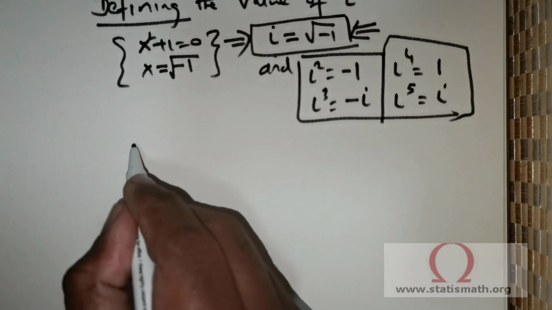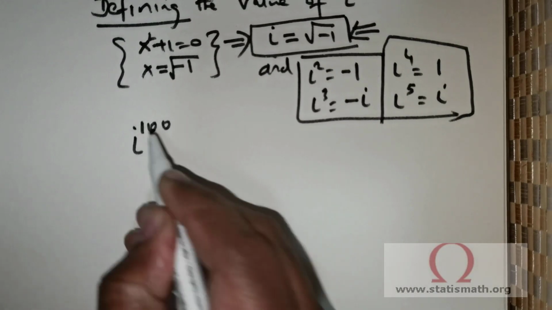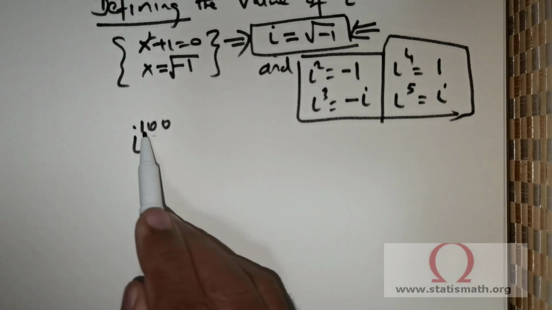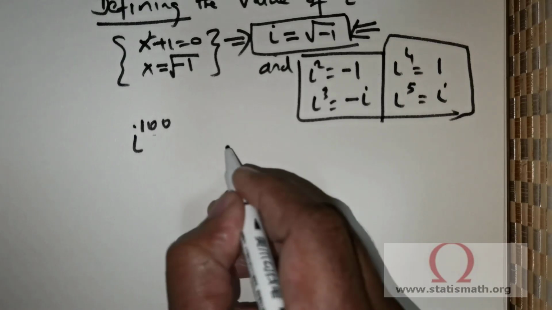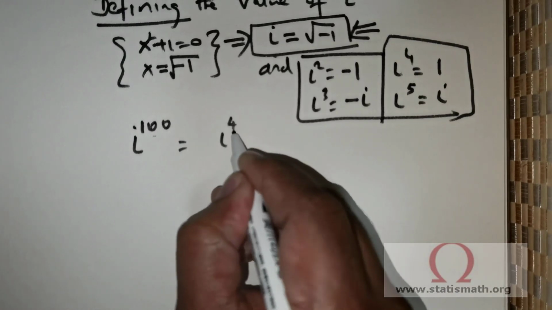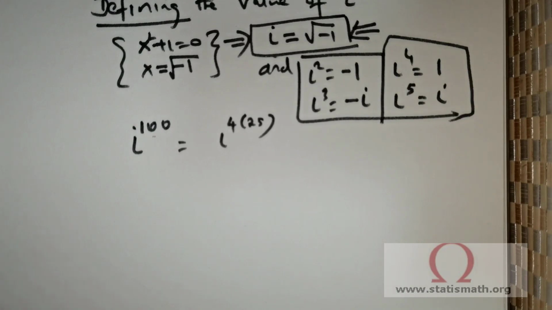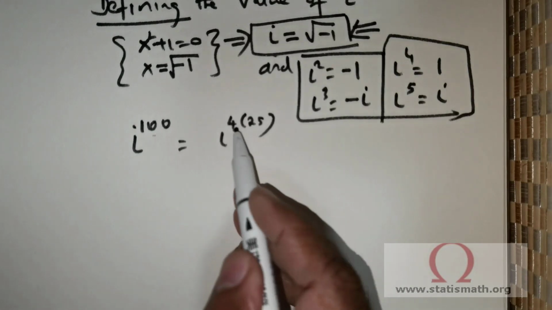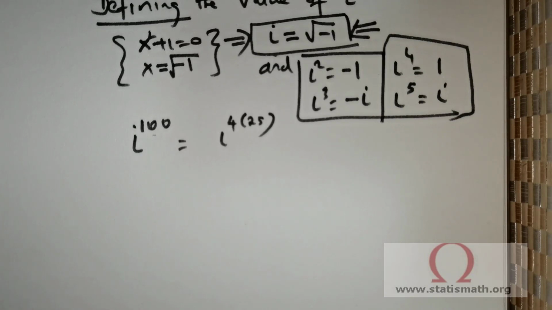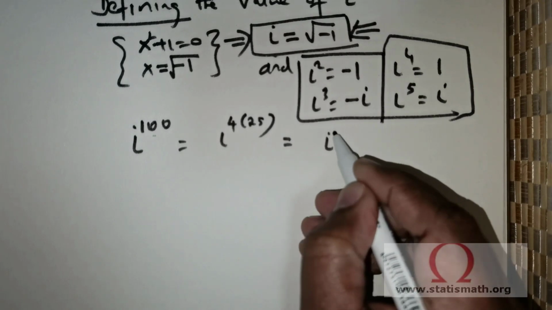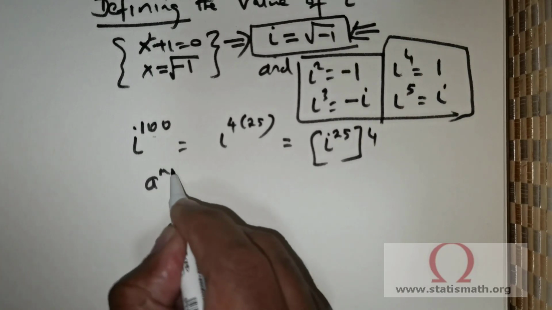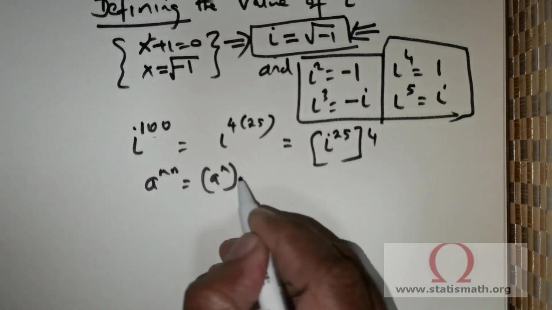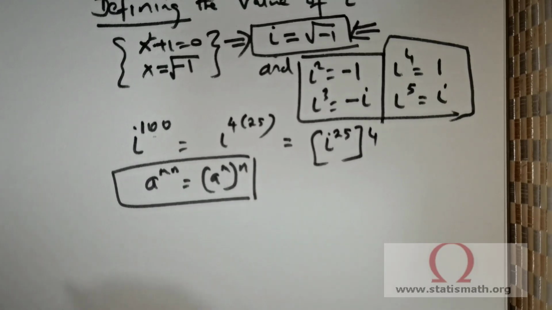So knowing this, suppose someone were to ask you what is i raised to the power 100, then try to break 100 into multiples of 4. So I'm going to write this as i raised to the power 4 times 25. I can always do this because 4 times 25 gives me 100. Now I can further rewrite this as i raised to the power 25, raised to the power 4. Why? Because a raised to the power mn is a raised to the power m, raised to the power n. I can always use this formula.